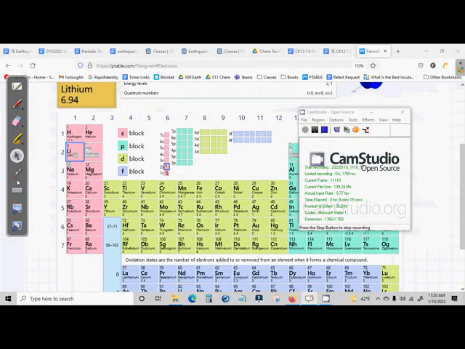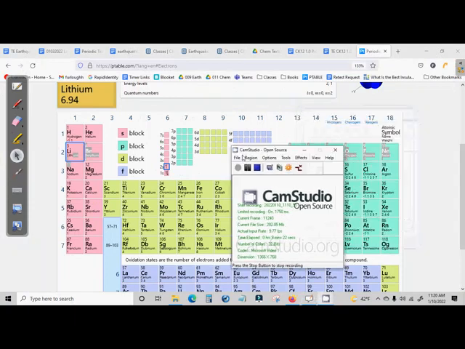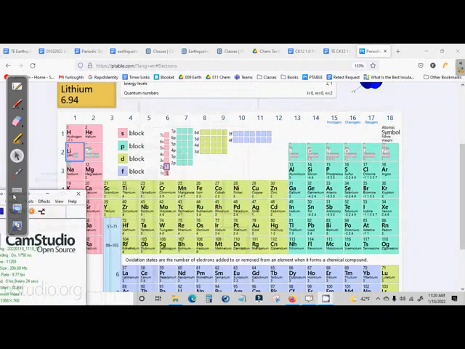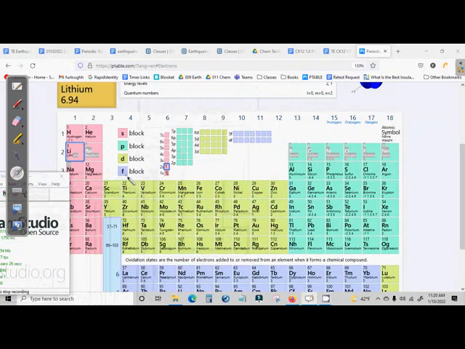Remember, on the periodic table, all this stuff, metals. Oops, let me move this out of the way. Everything over here are the non-metals. Hydrogen and helium are also non-metals. So we've got non-metals, and then everything on that stair step, those are the metalloids.